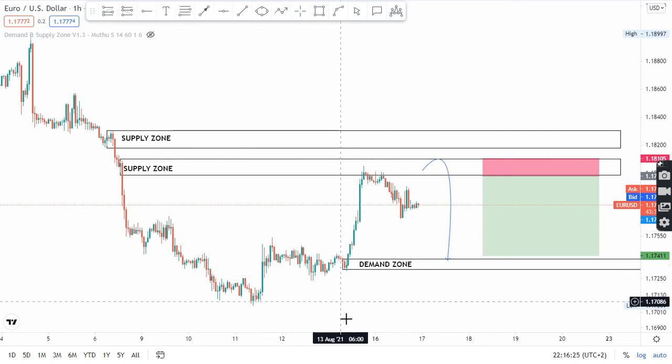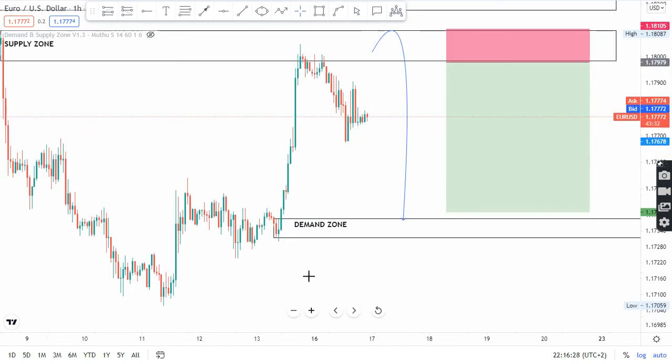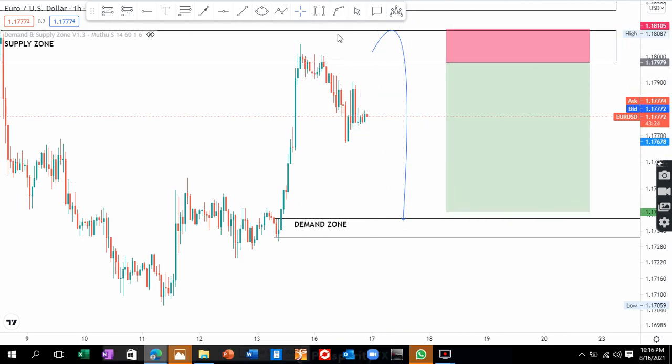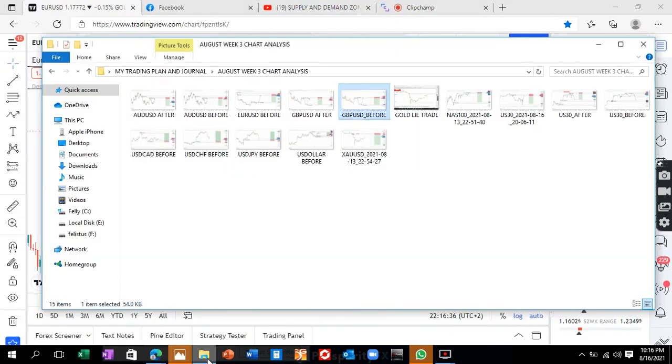And what happened at this level? We had a nice double bottom being formed, and you take a trade. Once the price leaves that area, you take a trade. And yes, you're right. I took this trade as well. Euro USD, where it was here.